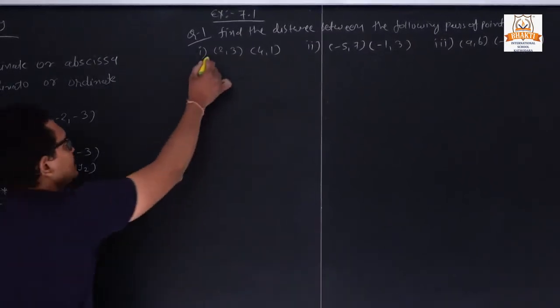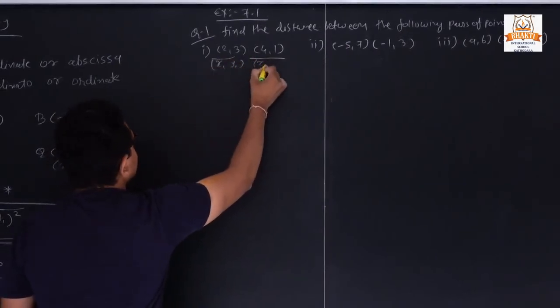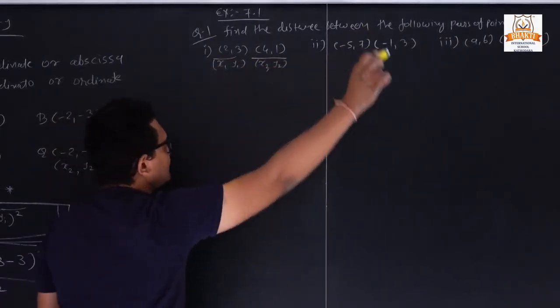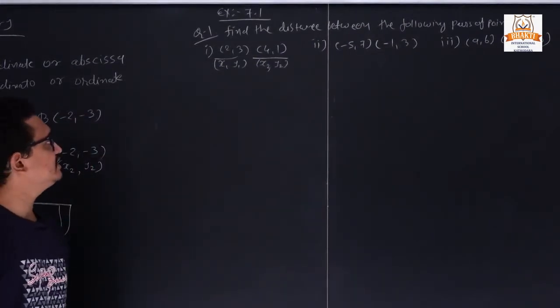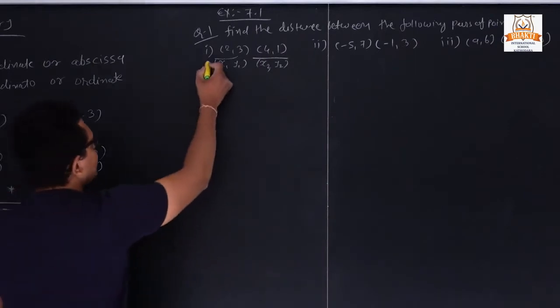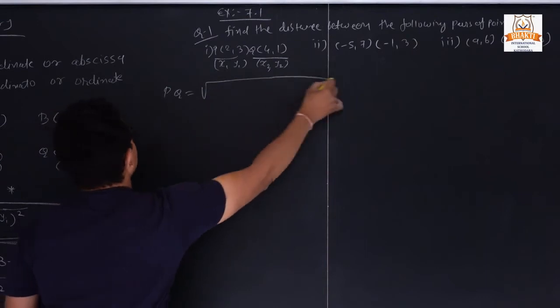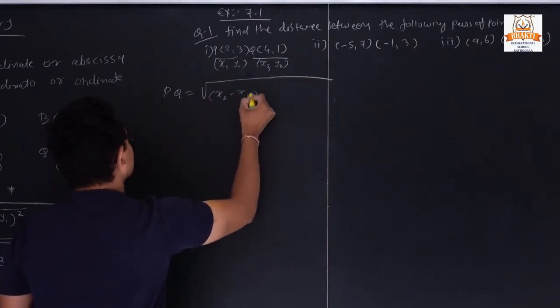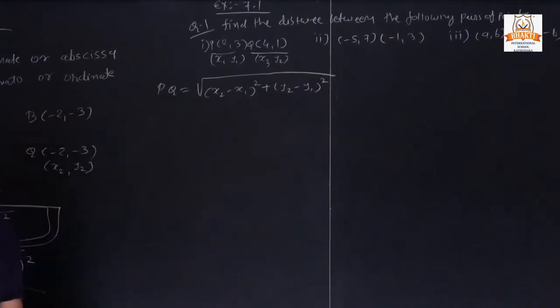So here 2 points are given, see that. So it is x1, y1 and that is x2, y2. Similarly for second and third. Now we want to find out the distance between these points. So it is called P and that is called Q. So we can put our formula, x2 minus x1 all square, y2 minus y1 all square.